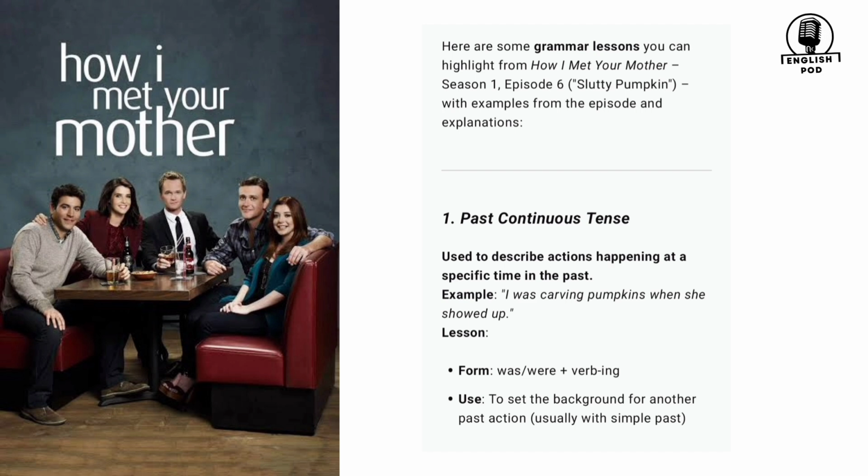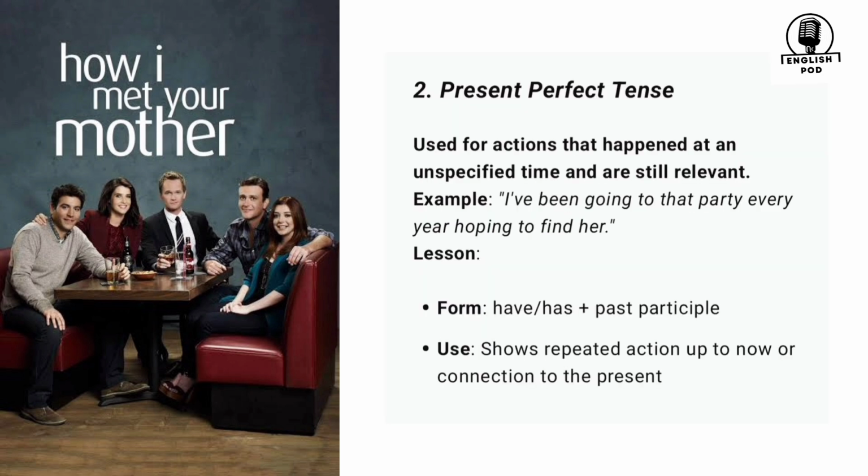Absolutely. Now, another tense that pops up a lot, especially with Ted, is the present perfect. Okay, remind me, have or has plus the past participle. You got it. And it's used for actions that started in the past but continue into the present or have some kind of connection to the present. Got it. So like Ted's yearly quest for the Slutty Pumpkin. Exactly. His line, "I've been going to that party every year hoping to find her." That's present perfect in action.